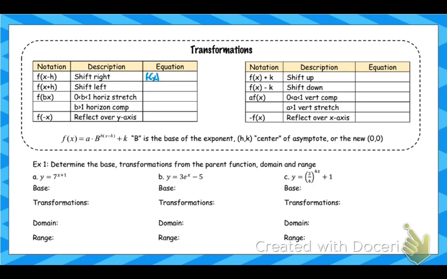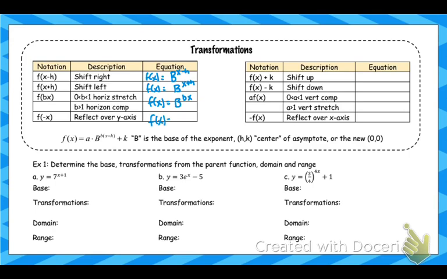So a shift right would be the base, and I'm going to use a capital B for the base just because lowercase b we've used all year for horizontal stretch and compression, and I want to keep that consistent. So x minus h in the exponent is a shift right. x plus h in the exponent is a shift left. Horizontal compression again in the exponent like that.